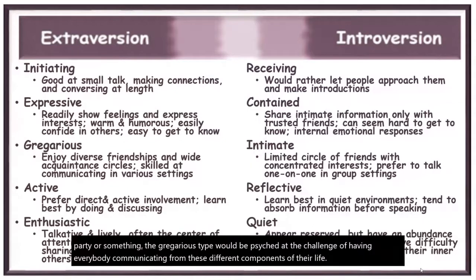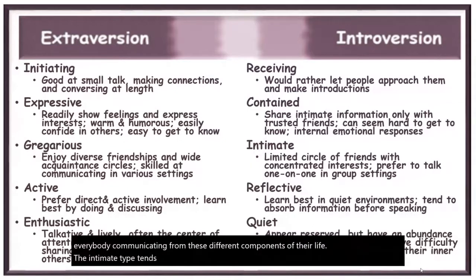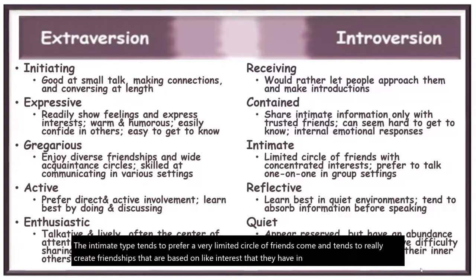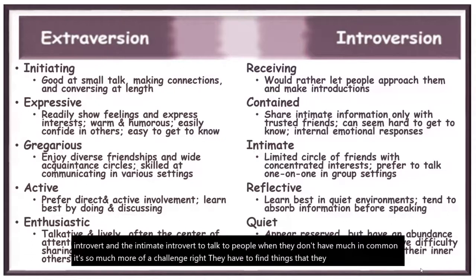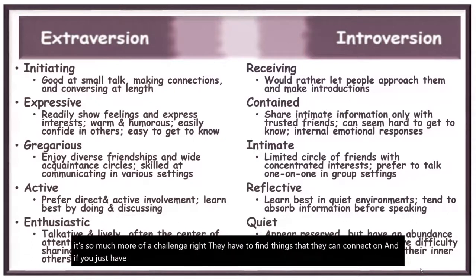The intimate type tends to prefer a very limited circle of friends and tends to really create friendships that are based on interests that they have in common. Because for the introvert and the intimate introvert to talk to people when they don't have much in common, it's so much more of a challenge, right? They have to find things that they can connect on. And if you just have things in common, it makes it so much easier to have those communications.